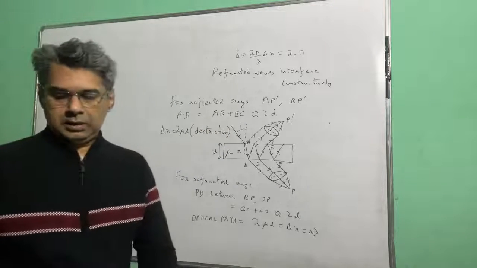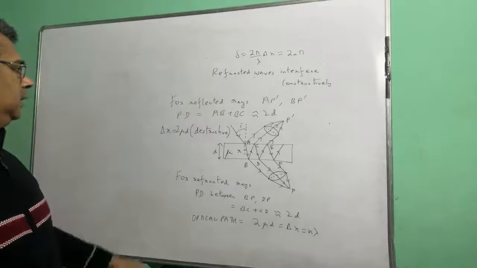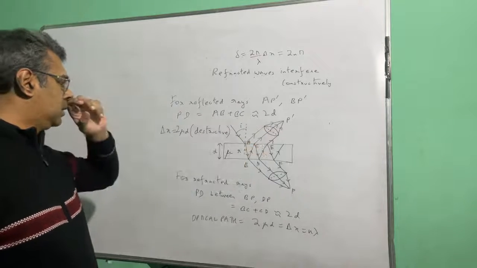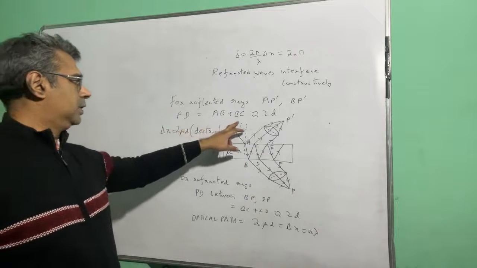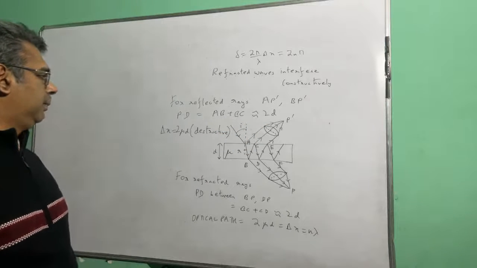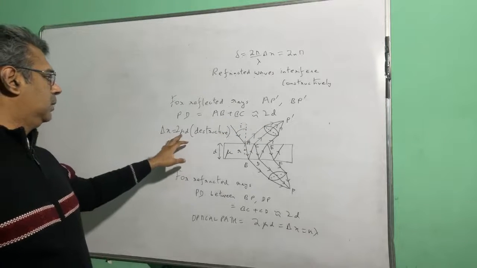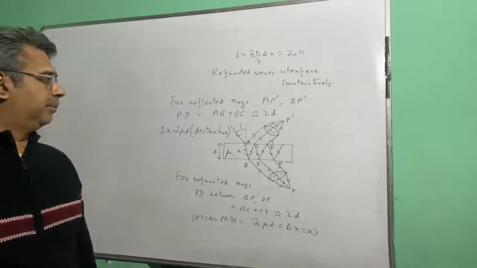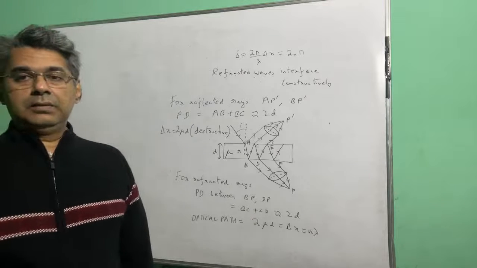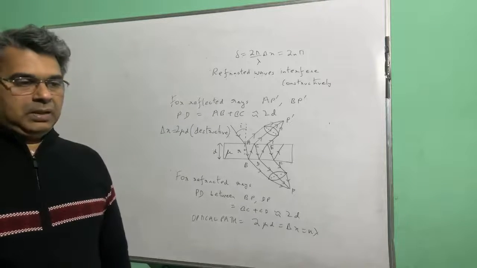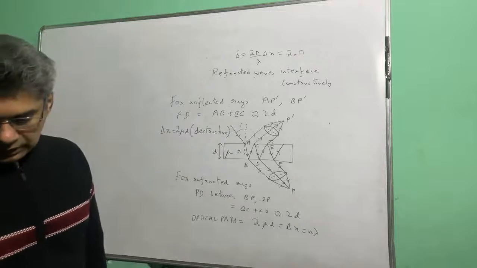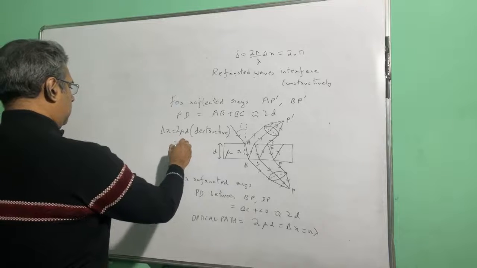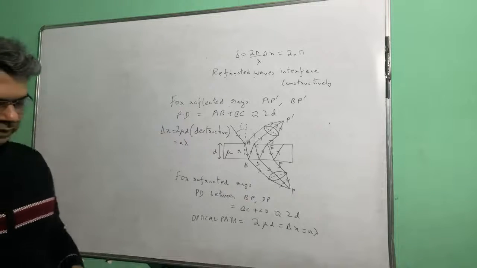Okay, now listen, all of you. The thing is that for reflected rays AP dash and BP dash, the path difference is AB plus BC, which is approximately equal to 2D. So the optical path will be 2D into mu. So 2D into mu, that means this will be the condition for destructive interference. Okay, destructive interference. 2 mu d equal to n lambda. This will be the condition for destructive interference.